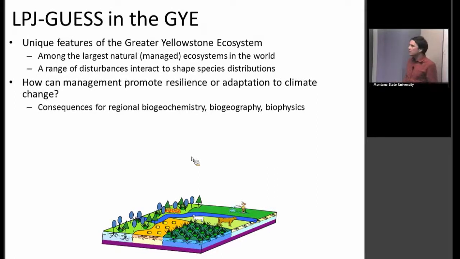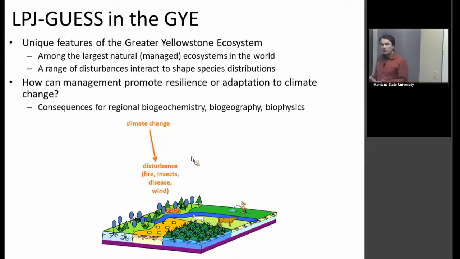And just to illustrate some of the things that we hope to do with LPJ-GUESS, we plan to develop new disturbance modules. We aim to regionalize the existing fire model that's with LPJ-GUESS, but then also introduce insect, disease, and wind disturbance modules to LPJ-GUESS based on the field data and observations and experiments that have been conducted to date.